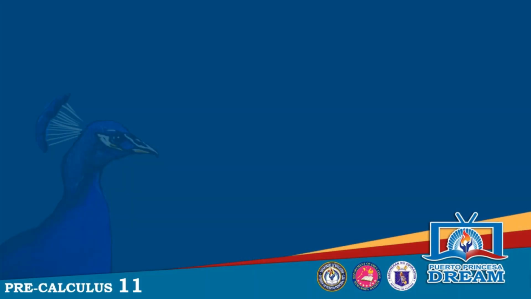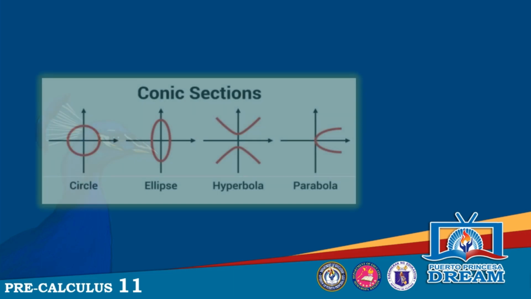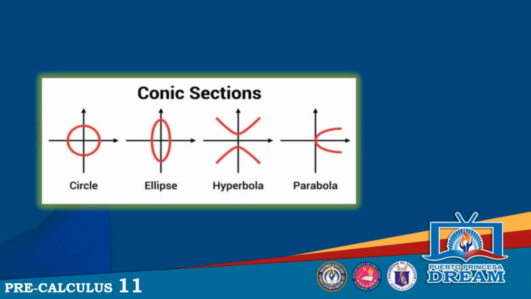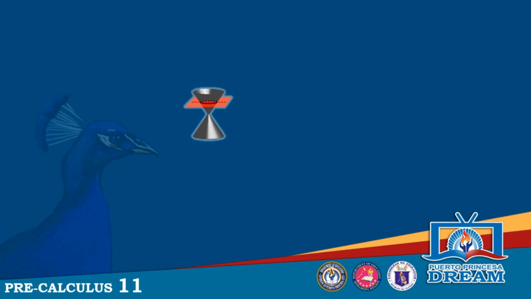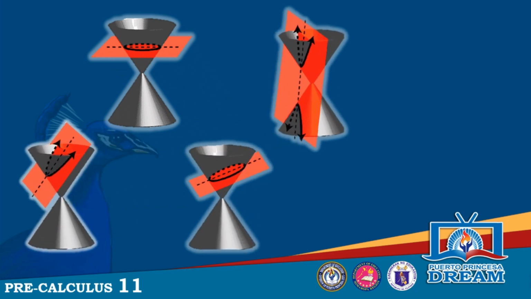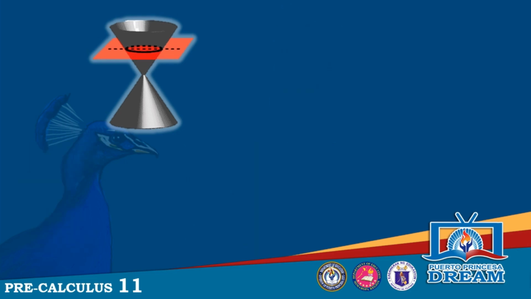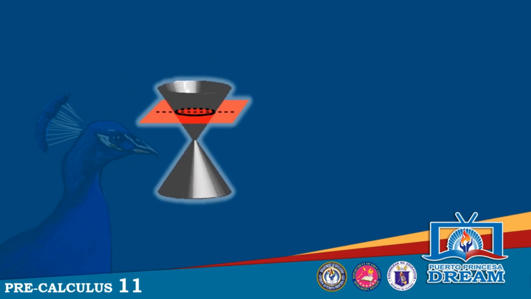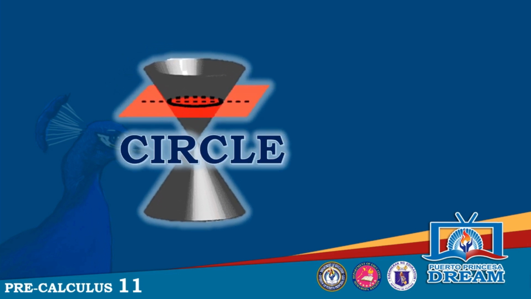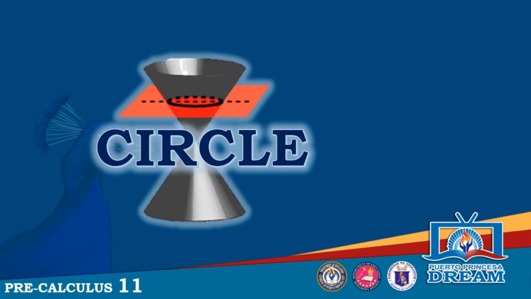From the previous episode, we discussed the different types of conic section. We also discussed how each conic is formed through the intersection of a plane and double right circular cones. This time, let us discuss the first type of conic section. Circle.